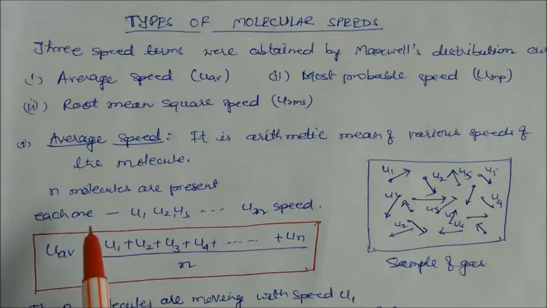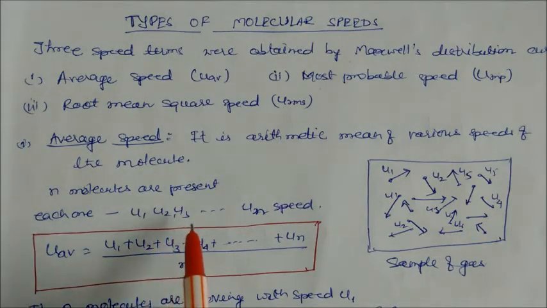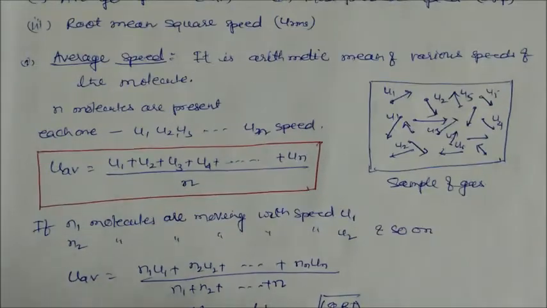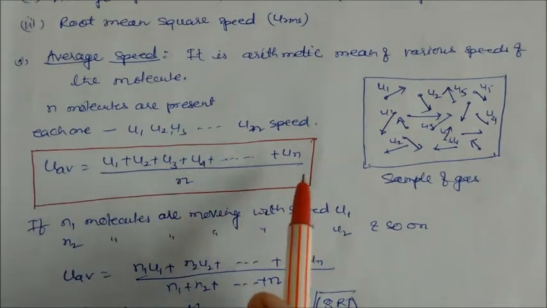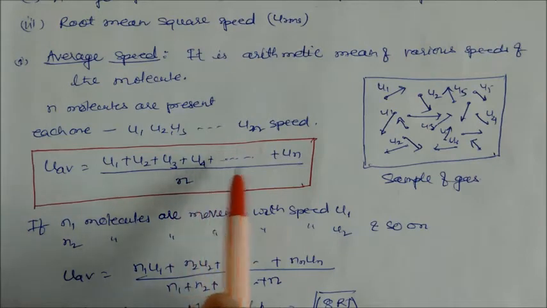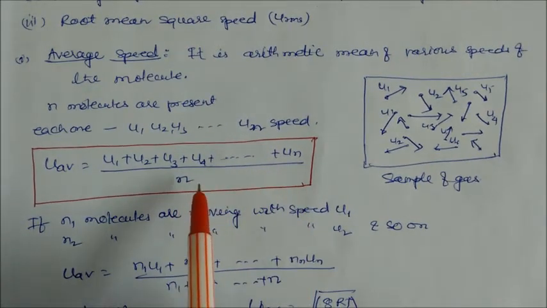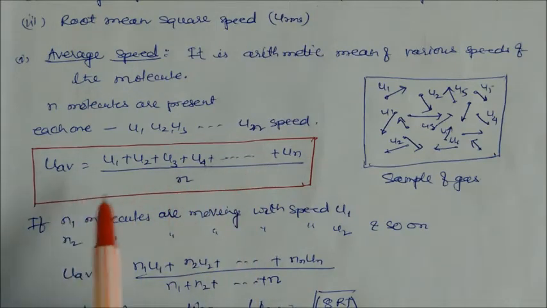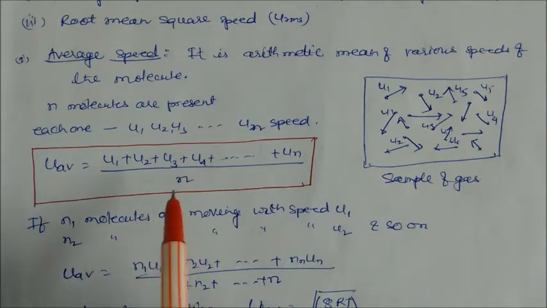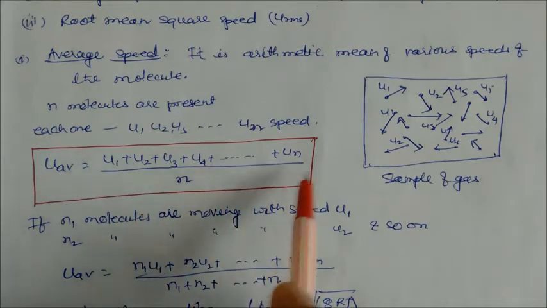If the gas container contains n molecules of gas, then the molecules will have speeds U1, U2, U3, up to UN. These are the different speeds. So we can write U average, the average speed of the molecules, equals the sum of all the speeds, U1 plus U2 plus U3 up to UN, divided by n, the number of molecules. By solving we get the average speed. Most numericals come from these examples.